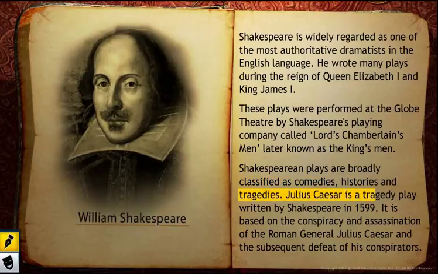Julius Caesar is a tragedy play written by Shakespeare in 1599. It is based on the conspiracy and assassination of the Roman general Julius Caesar and the subsequent defeat of his conspirators. Let's now look at some important scenes in Act 2 of the play.